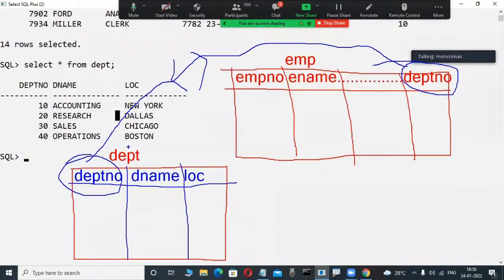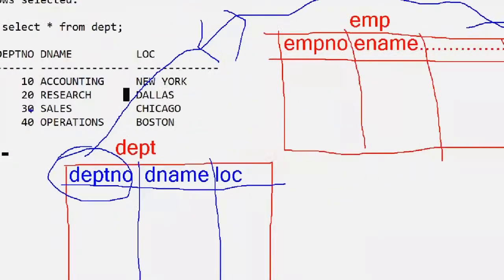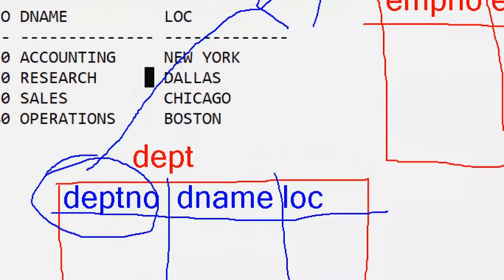Now here, in the DEPT table, department number is a common column. In the EMP table, department number is also a common column. Observe the data here.